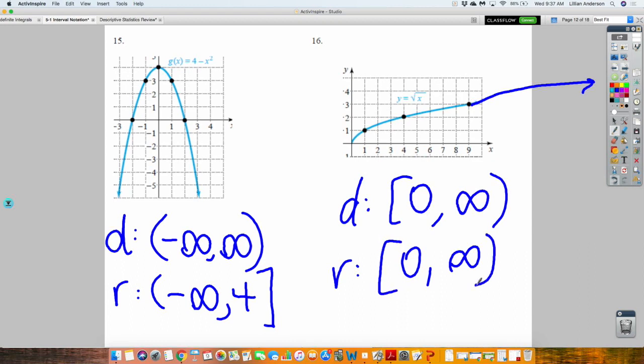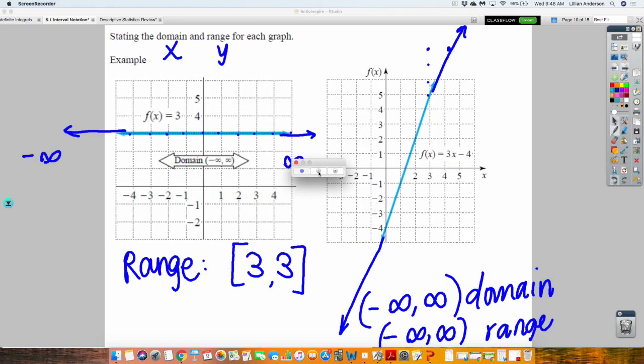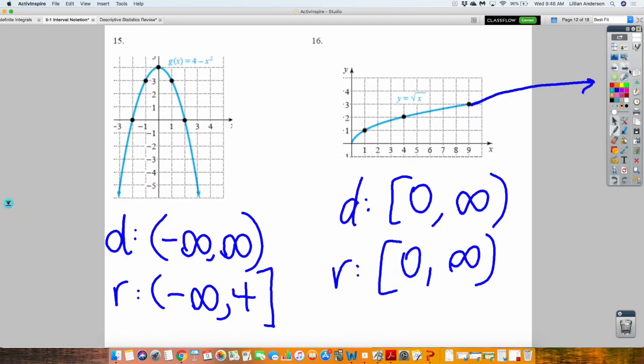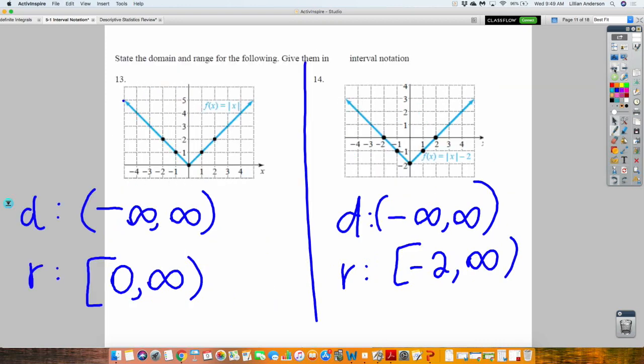Let's practice some more. On your desk. Something I need you to be aware of is that horizontal lines, linear equations, absolute value equations, quadratic equations, their domains were always negative infinity to infinity. So you didn't have to see the graph to know that. If I give you a quadratic function, you're going to know automatically what the domain is. It's going to be negative infinity to infinity. If I give you a linear equation, you should know that its domain is negative infinity to infinity.